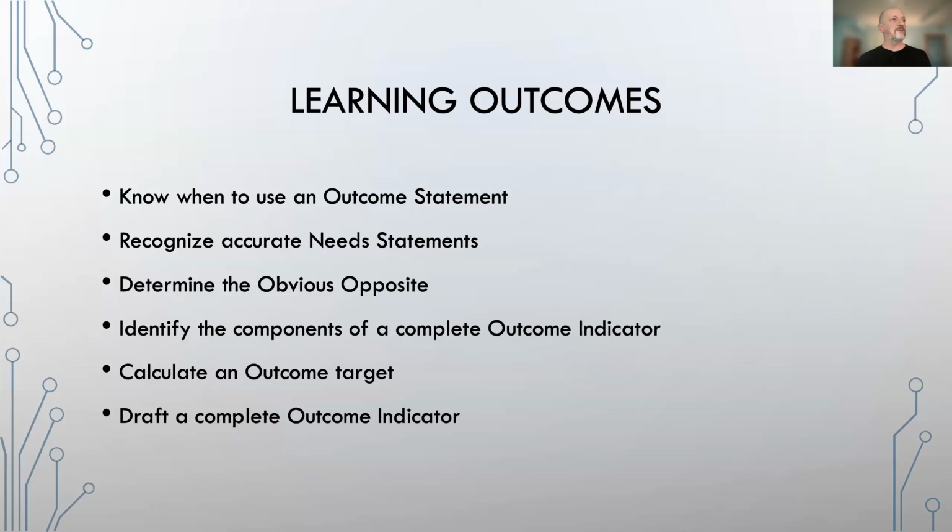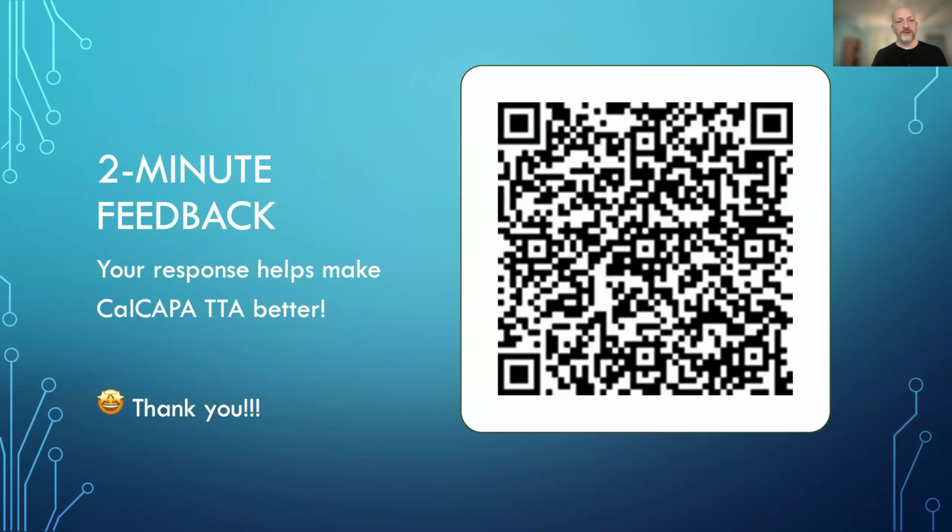Whew. Okay, this is a lot, folks. So this is what we covered today. Six items in total. We learned about outcome statements and when to use them. We looked at recognizing good needs statements. We found out how to determine the obvious opposite, and not changing too much of that language. We identified the components of a complete outcome indicator. It's really just three things: the target, the outcome statement, and a time frame. And then we calculated some outcome targets, and looked at how to draft a completed outcome indicator. So that's the bulk of it.